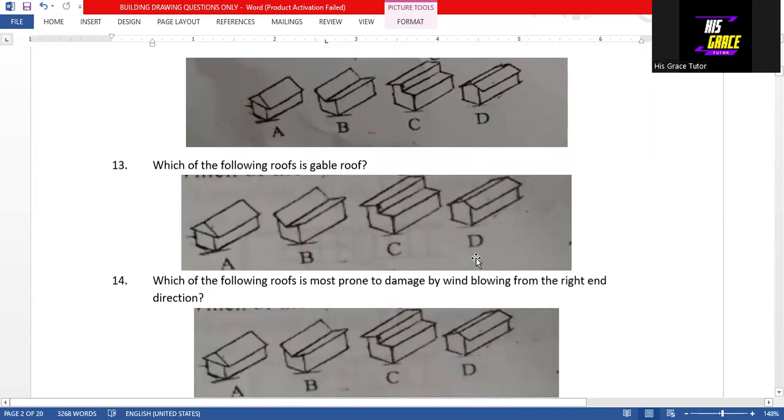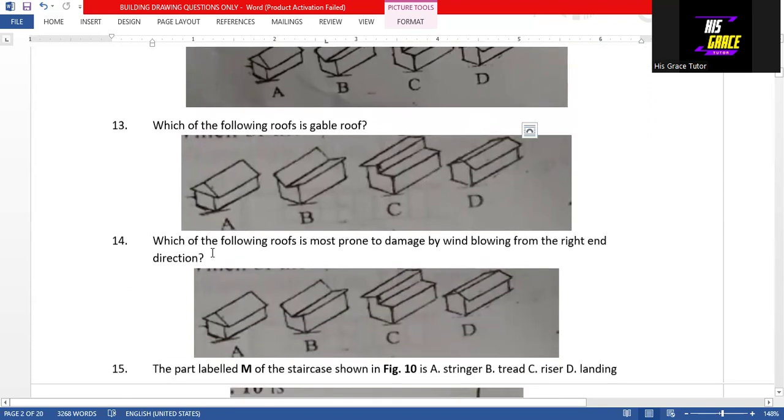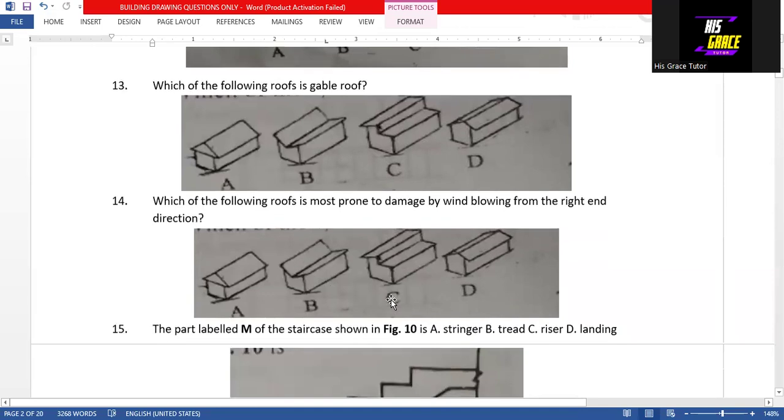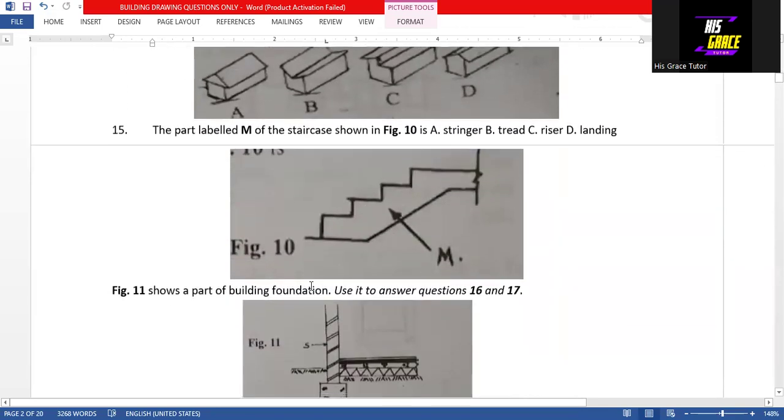Then question 14 says, which of the following roofs is most prone to damage by wind blowing from the right-hand direction? Option C is the answer. This particular roof will be affected by the wind blowing from the right direction. Then question 15. The part labeled M of the staircase shown in figure 10 is a stringer.